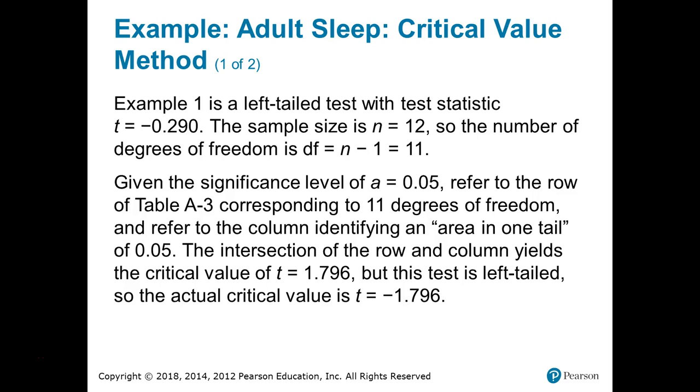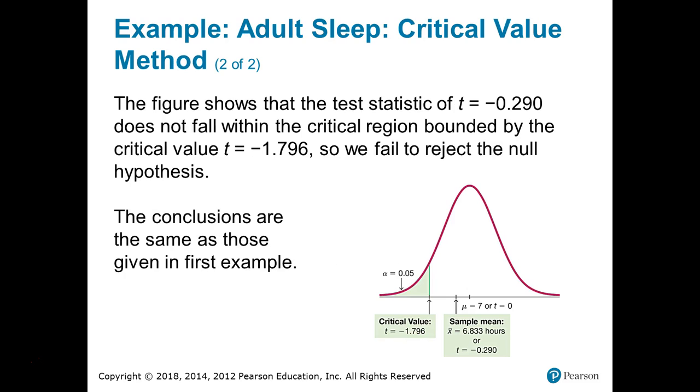So we're going to refer to the row of table A3 corresponding to 11 degrees of freedom, and we're going to refer to the column identifying an area in one tail of 0.05. The intersection gives a critical value of 1.796. But this test is left-tailed, so the actual critical value is just the negative of that. So the figure shows that the test statistic is t equals negative 2.90, and that does not fall within the critical region bounded by the critical value. So again, we fail to reject the null hypothesis.